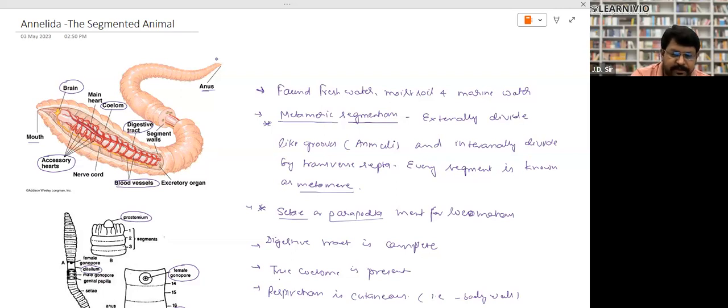In general characteristics, they are found in. Annelida means segmented worm. It is written over here. Annelida means segmented worm or segmented animal.